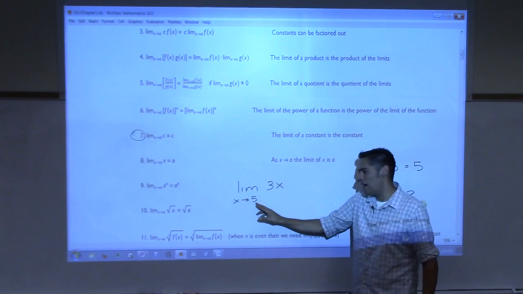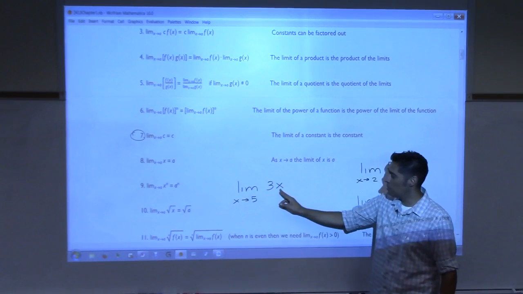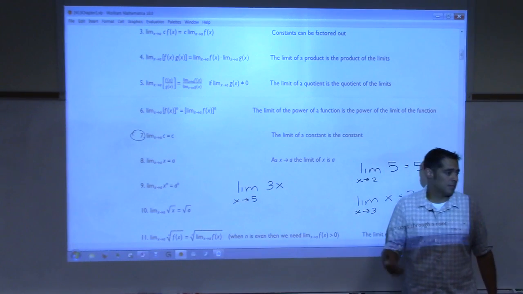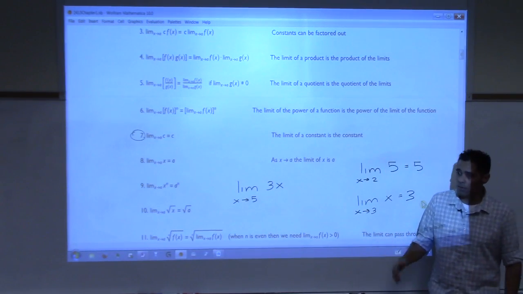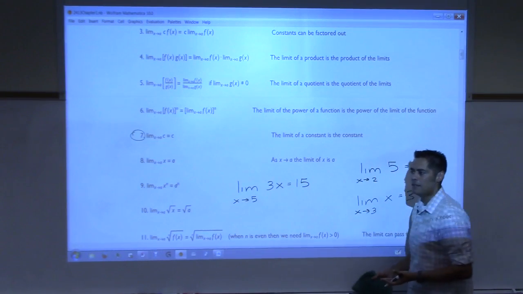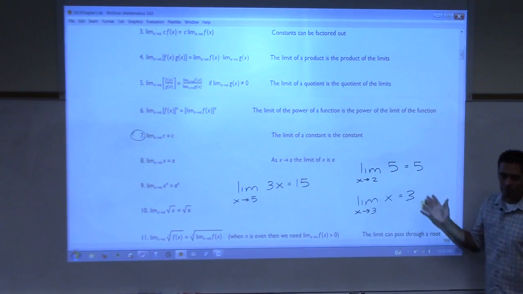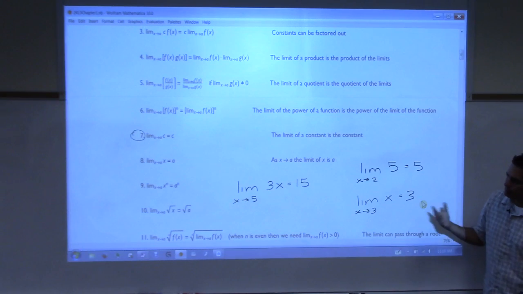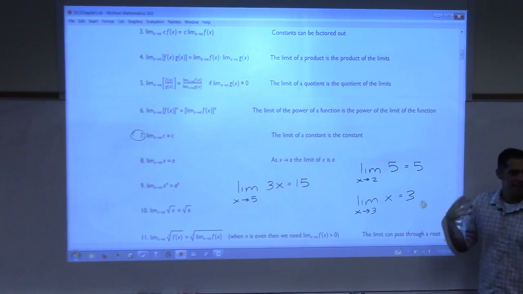If x is going to 5, getting closer and closer to 5, 3 times 5 should be really close to 15, right? So it's what you think it would be. Everything I've done up here is what you think would happen. None of these are really that interesting.